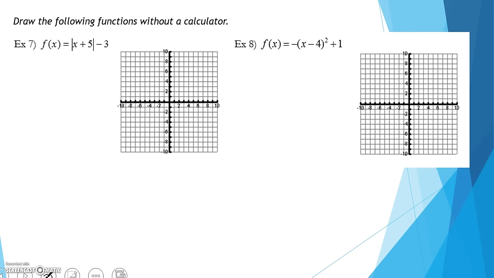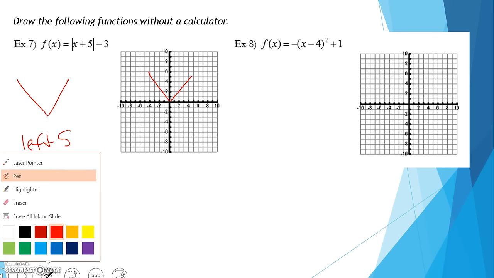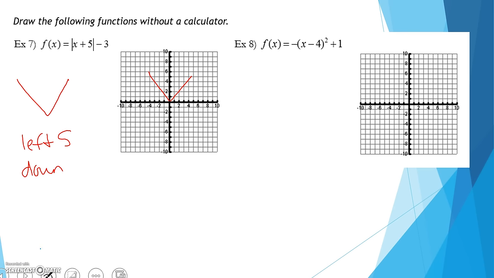All right, for the last thing, let's draw the following functions without a calculator. You first need to figure out what the shape would be. In this case, I noticed the absolute value symbol, so I know the shape's going to be a V. Then I figure out what's happened to this. Well, if it's plus 5 on the inside, that means it moves to the left 5, and down 3 because it's minus 3. So I'm going to take that V that originally resides right there, and I'm going to replot it so that it's left 5 and down 3. So that would be the new center right there. And I'm just going to make myself a V right there in that center. It doesn't have to be perfect.